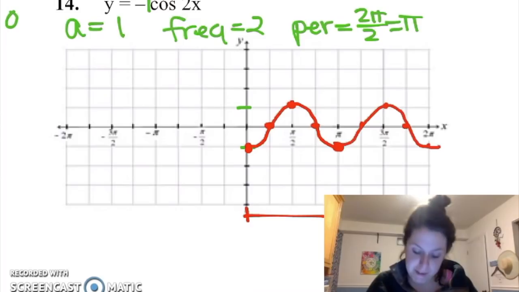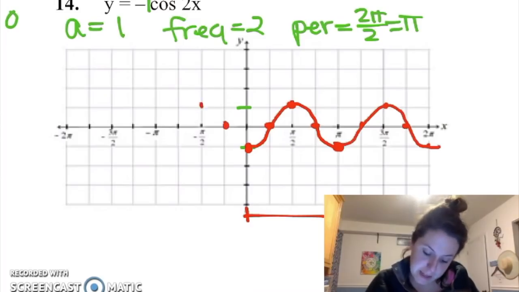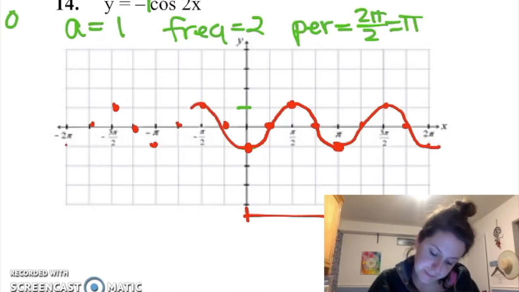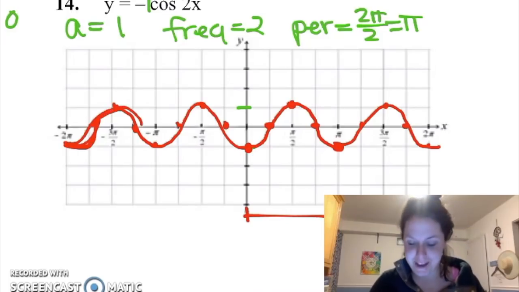And you also need to graph on the other side. So that would be like this. It's a little bit easier to connect on paper than on my iPad.